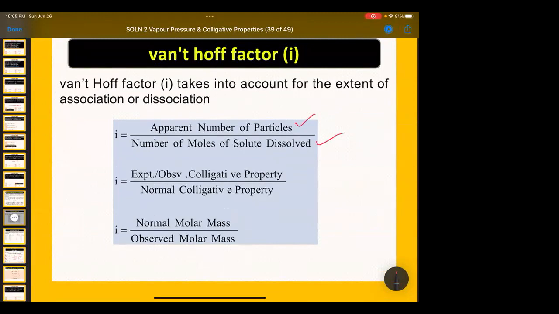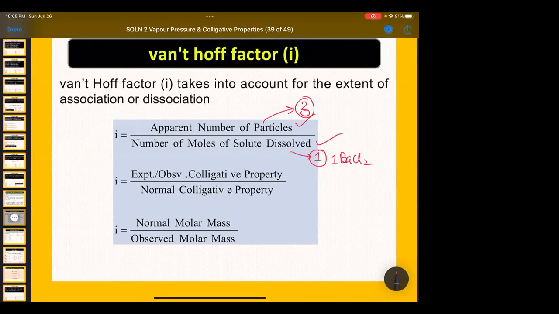Like 1 mole of NaCl, so this is going to be 1 and this is going to be 2. For barium chloride, BaCl2, if you put 1 mole, this is going to be 1, but the van't Hoff factor is going to be 3 because they are forming 3 ions, 1 barium, 2 chloride.